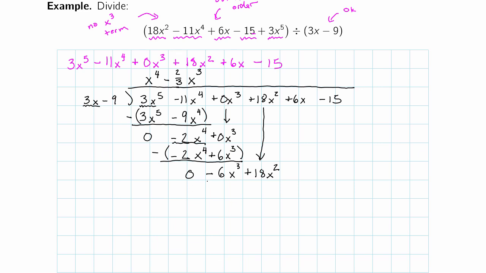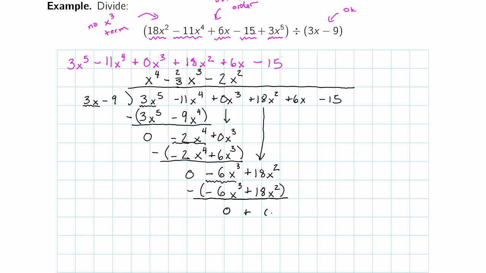Time for another divide round. Again, looking at this first term, negative 6x to the third divided by positive 3x is going to be a negative 2x squared. No fractions again, that's great. Negative 2x squared times positive 3x is going to be a negative 6x to the third. Negative 2x squared times negative 9 is going to be a positive 18x squared. And we subtract.